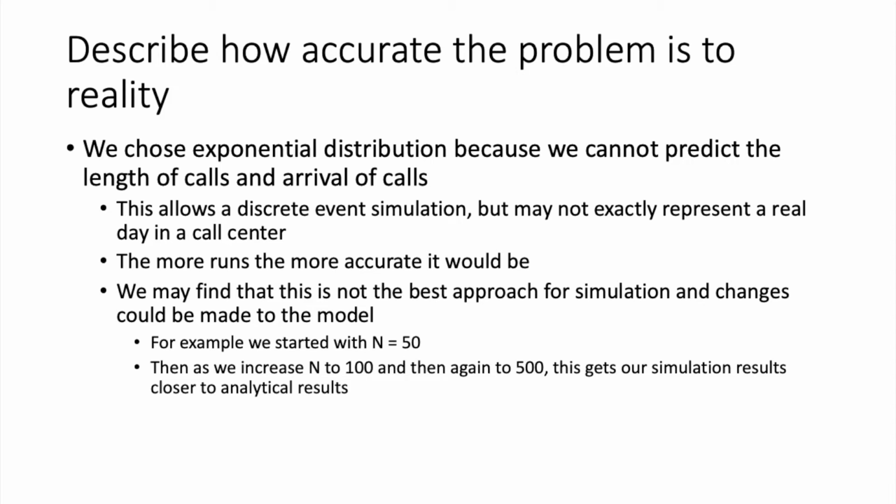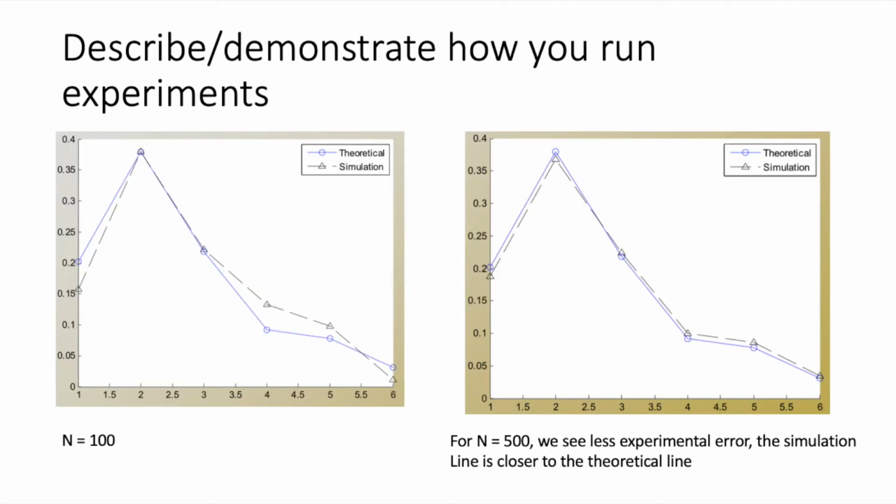For example, we started with n equals 50, then as we increase n to 100 and then again to 500, this gets our simulation results closer to analytical results. After running the experiment, we can see that the first run using n equals 100 shows the graph on the left where the simulation results are pretty close to the theoretical. But when n equals 500, there is less experimental error and the simulation results are extremely close to the theoretical, showing that this seems to be a sufficient model for the call center problem.